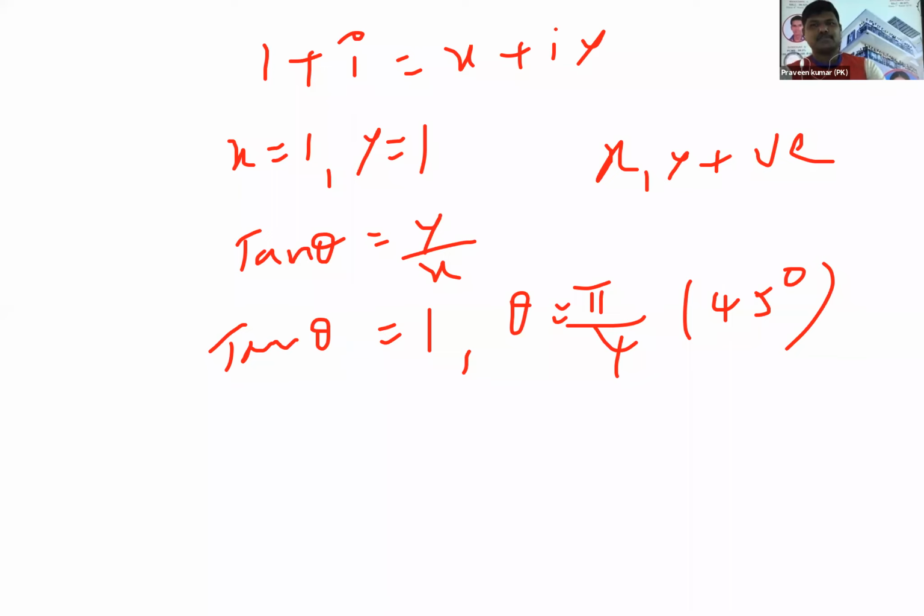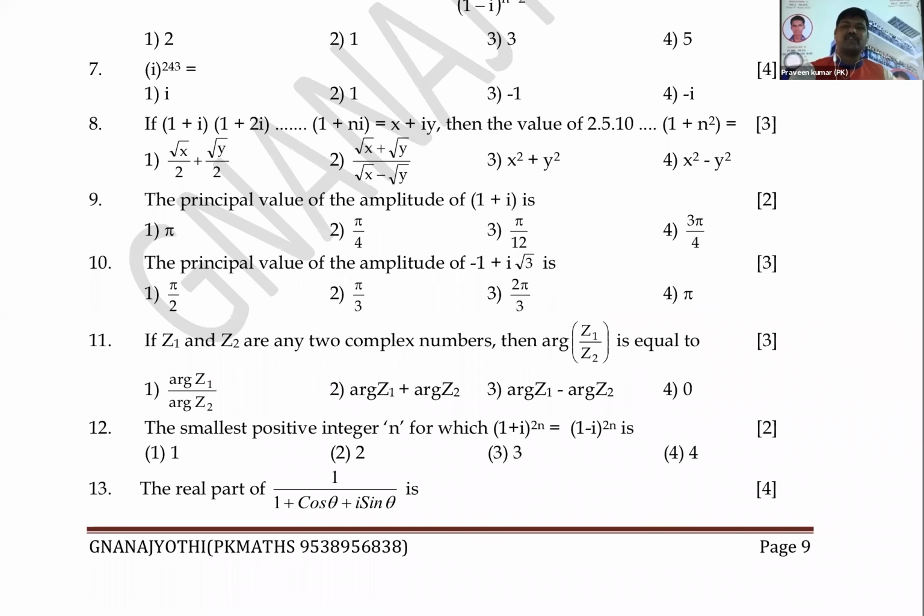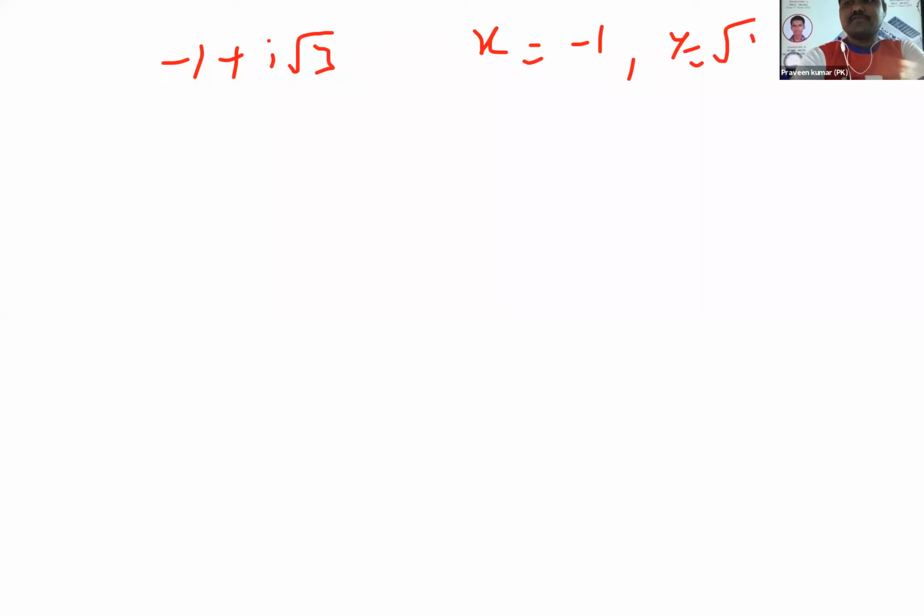Next question. Question number 10, we are moving now. The principal value of the amplitude of minus 1 plus i root 3, my dear students. Minus 1 plus i root 3: x is minus 1, y is root 3. Tan theta is y by x, which is root 3 by minus 1.